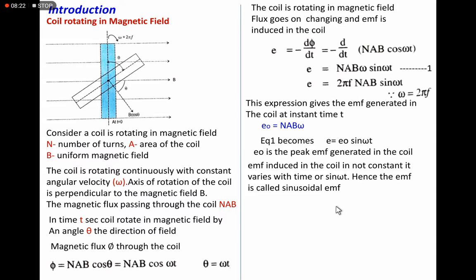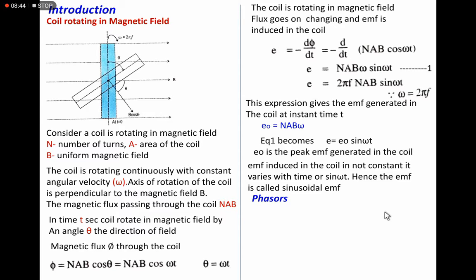So this is the introduction. This is the working of the AC generator, and this fact we have to use everywhere in this chapter. Therefore we must know how the EMF is generated in the AC generator.